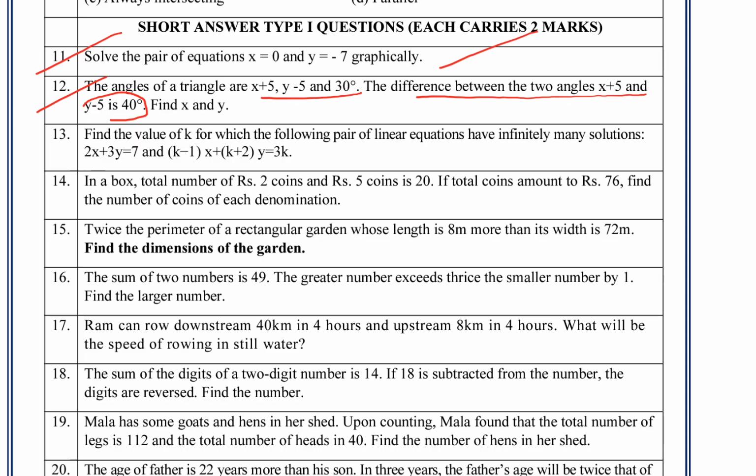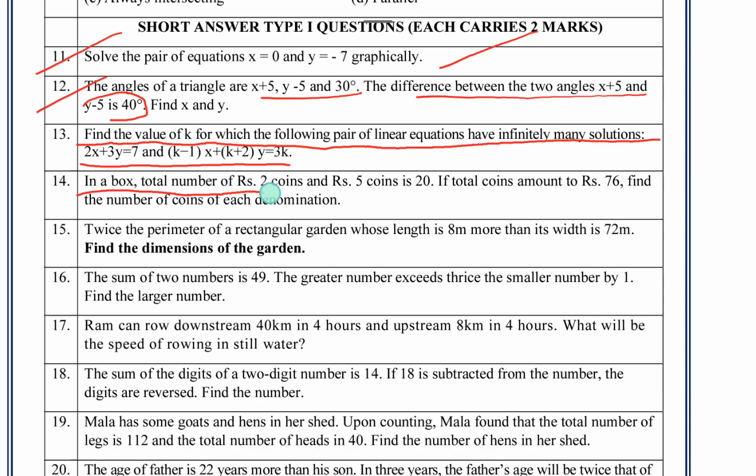And 13, a very important question, children. You have to solve these questions once. Find the values of k for which the following pair of linear equations has infinitely many solutions. 2x plus 3y equals 7, (k minus 1) into x plus (k plus 2) into y equals 3k.